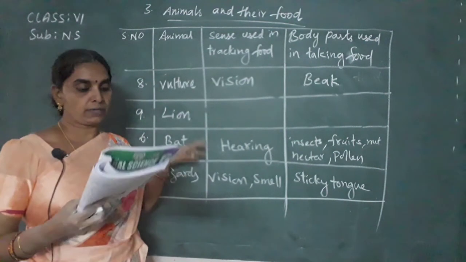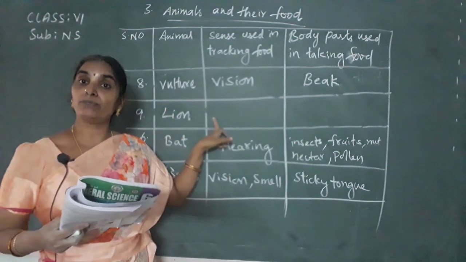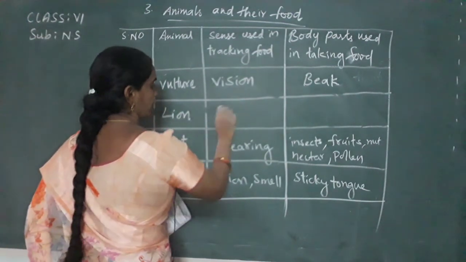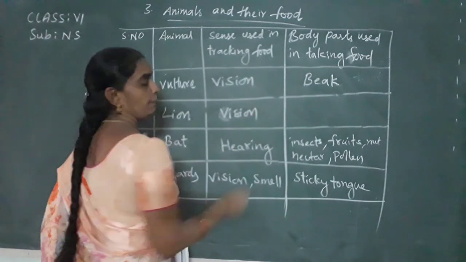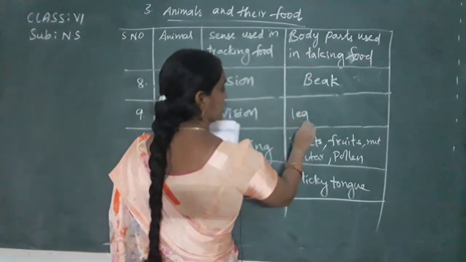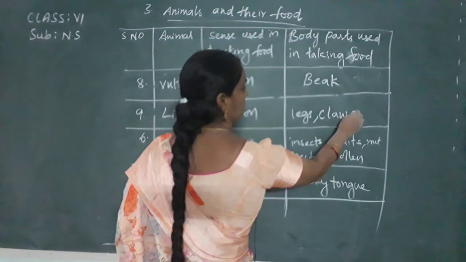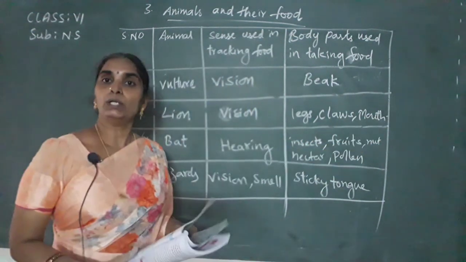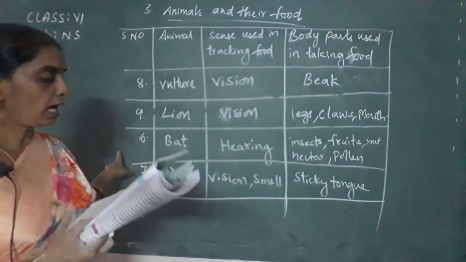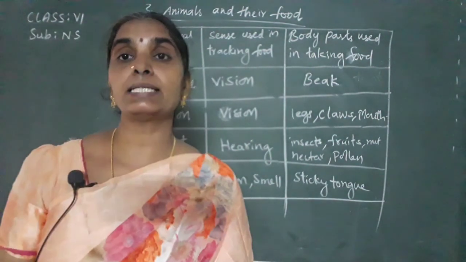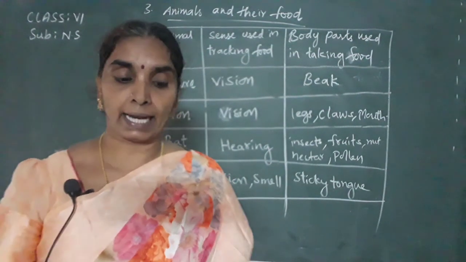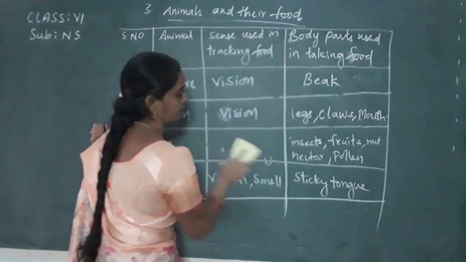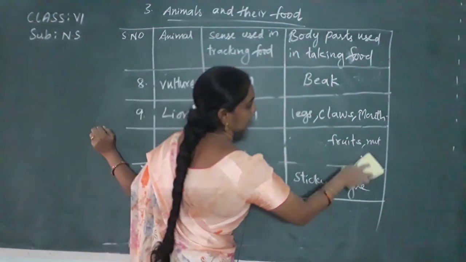For lion also, the sense of vision is highly developed, and its legs, claws and mouth are used for grabbing or taking the food. For cat also, claws and mouth parts, teeth and tongue are used for taking their food. Okay, next, hummingbird. The sense of vision is highly developed and it takes its food with the help of its beak, a long pointed beak.